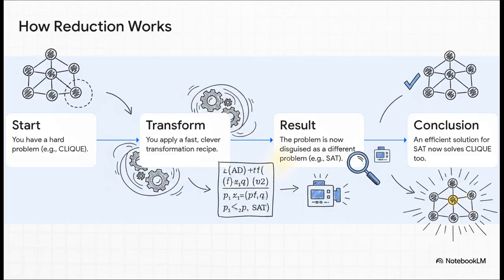Let me walk you through it. Let's say you're trying to solve that clique problem, finding a group of mutual friends. Using a reduction, you can run a quick transformation recipe that turns your social network map into a giant logic formula. Now, if you had some magical, super-fast solver for logic problems, for SAT, you could just feed it your new formula, get the answer back, and it would tell you exactly where the clique was in your original network. You've used a solution for one problem to solve a totally different one.